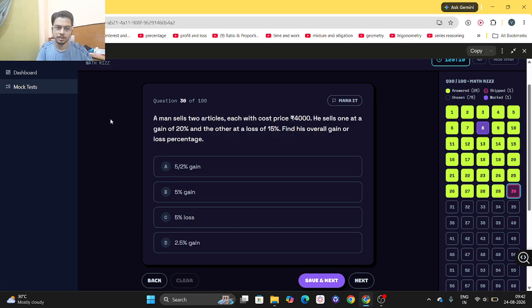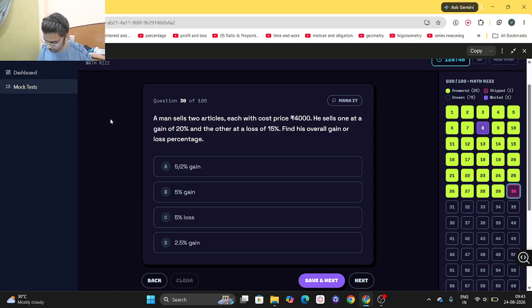Next, a man sells two articles, one with a cost price of 4000 each. He sells one at a gain of 20% and the other at a loss of 13%. Find his overall result. Article 1, Article 2, each with a cost price of 4000. He sells one at a gain of 20%. So 12 by 10 into 4000, 4800.